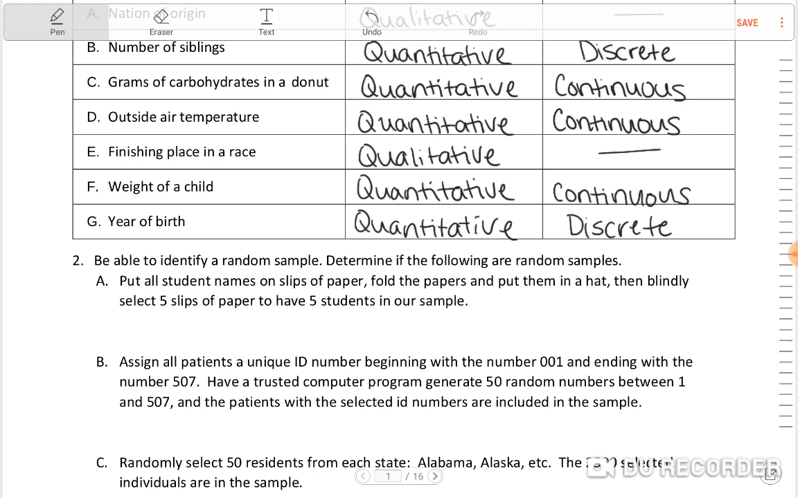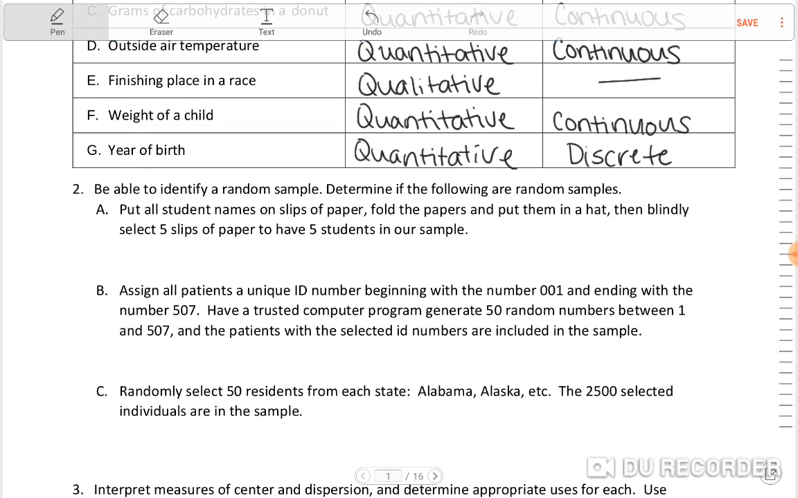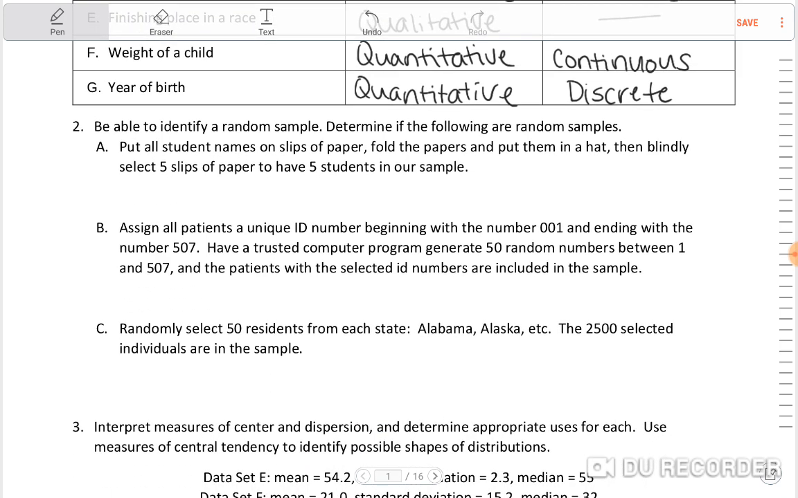Let's see here. Number 2 says, be able to identify a random sample. Determine if the following are random samples. So just knowing what a random sample is. The first one says, put all student names on slips of paper, fold the papers and put them in a hat, then blindly select 5 slips of paper to have 5 students in our sample. Does that sound random? Yes. It's actually a simple random sample because everybody has an equally likely chance of being chosen. So yes, that is a random sample.